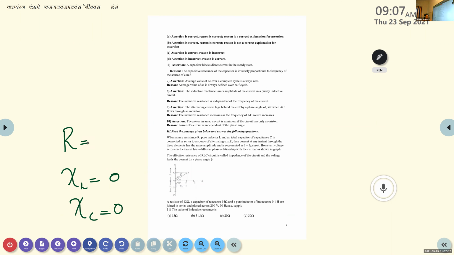Just think, here we have three components: inductor, capacitor, and a resistor. Out of these three components, the resistance offered by the inductor is equal to 0, and the resistance offered by the capacitor is equal to 0. Here only the resistance offered by the resistor is present. So what do you think? Is the assertion true or false? The power in an AC circuit is minimum if the circuit has only a resistor.